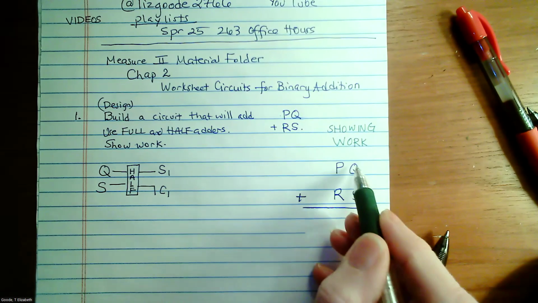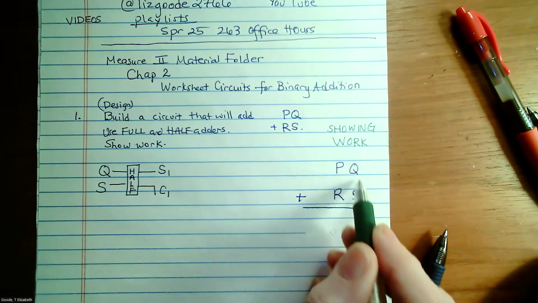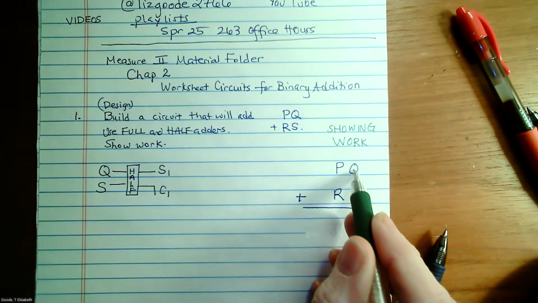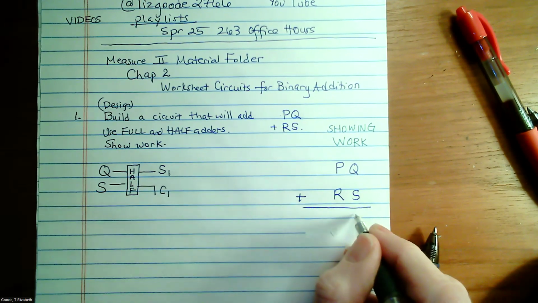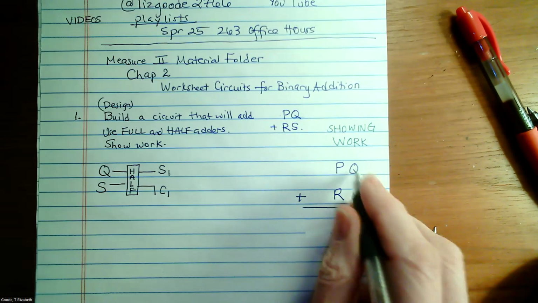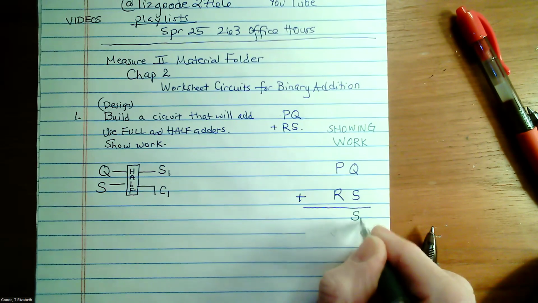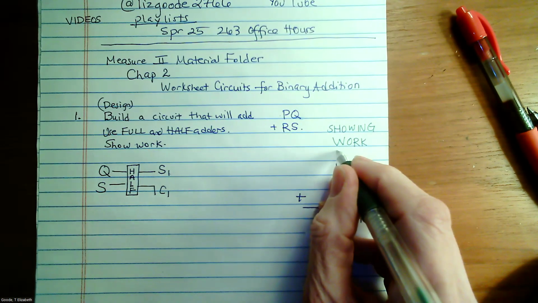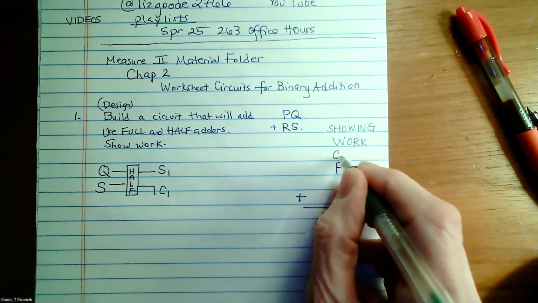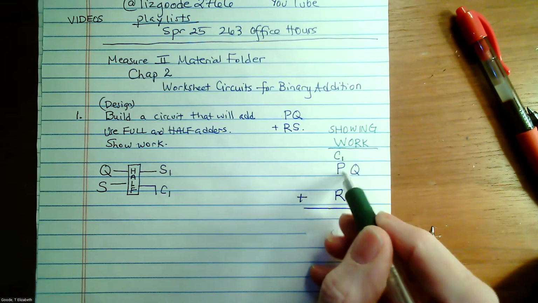Well, sum 1, the sum digit, always stays in the column with the digits whose sum generated it. So we added Q and S and we got the sum, and there aren't any more letters in this column, so that's the final digit for the 2 to the 0 column. The carry goes one column to the left. So the carry is going to be in the column with the P and the R.